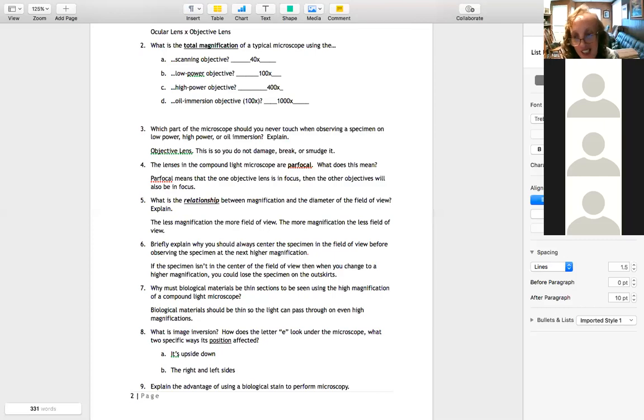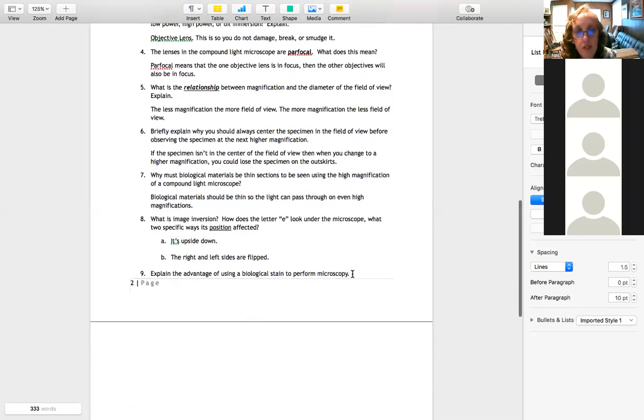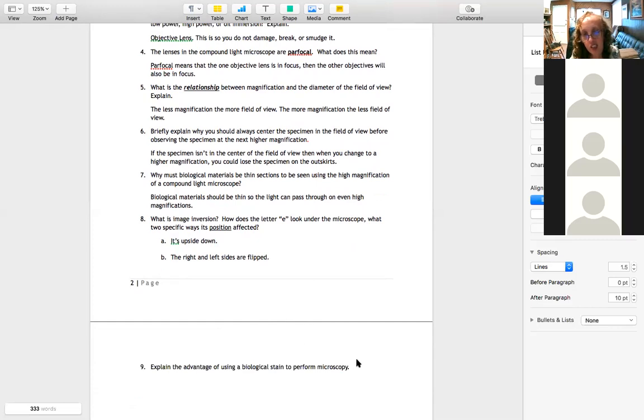How is it going? Good. It makes it easier to see. It does make it easier to see. I see what you guys are doing.